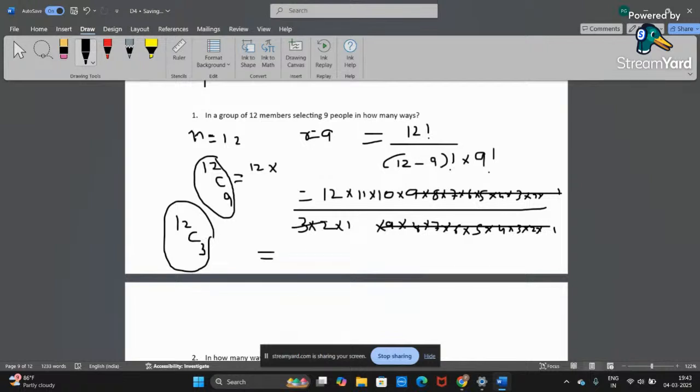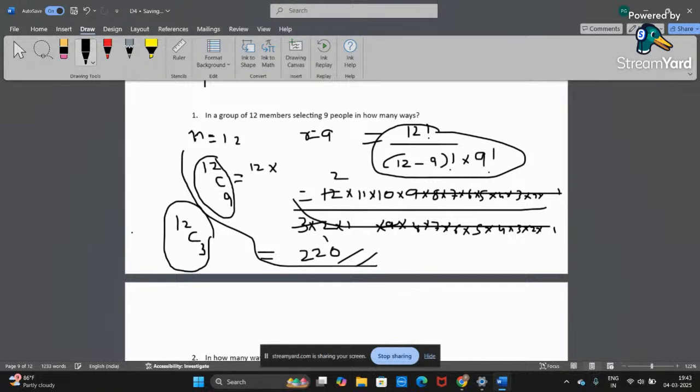Then now calculate. 11 tens are 110. 110 into 2 is 220. By solving this step, we are getting 220.